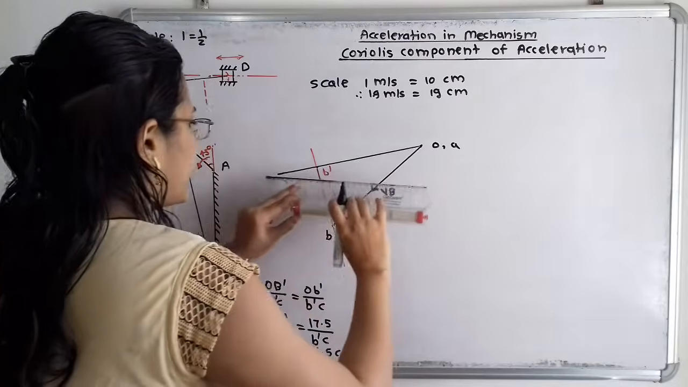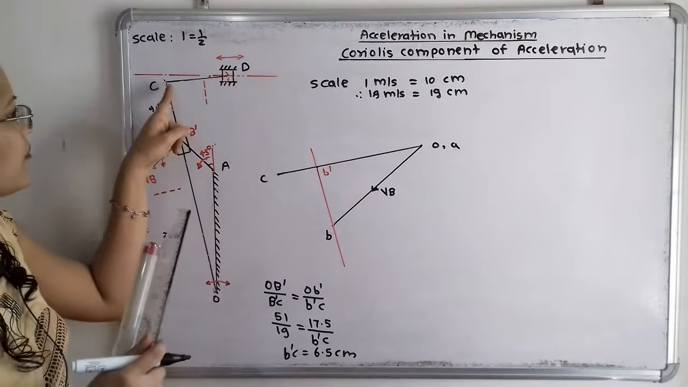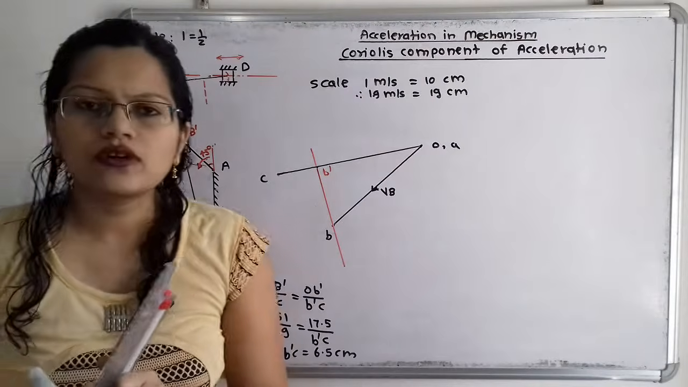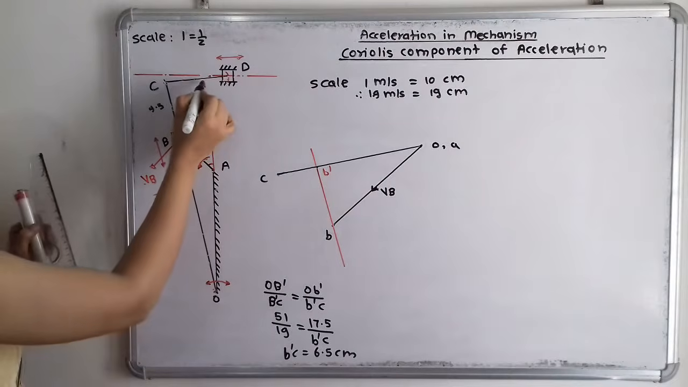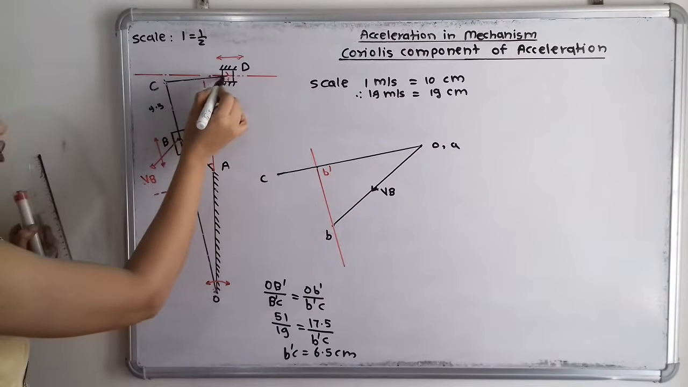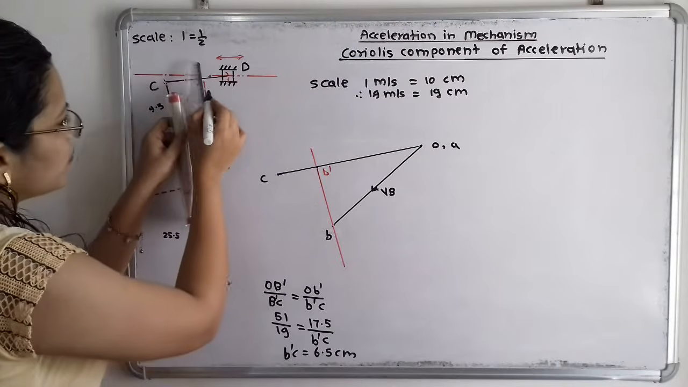So here is the point, and this point is nothing but the point C. Now if we observe, point C is connected to point D for the link CD. So again we have to draw one perpendicular line for this link CD with the help of protractor. Now this is the perpendicular line.